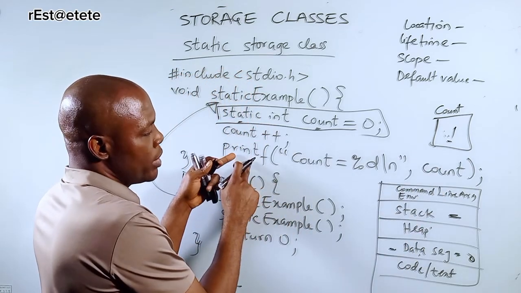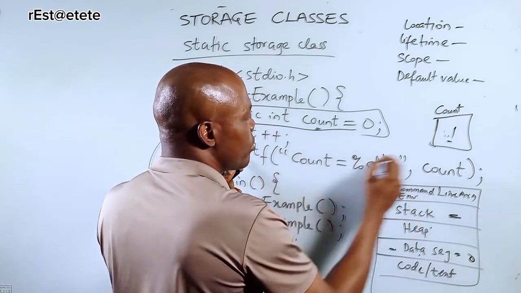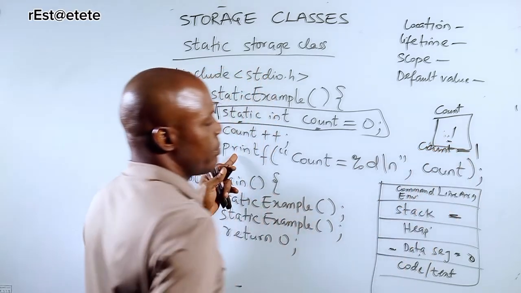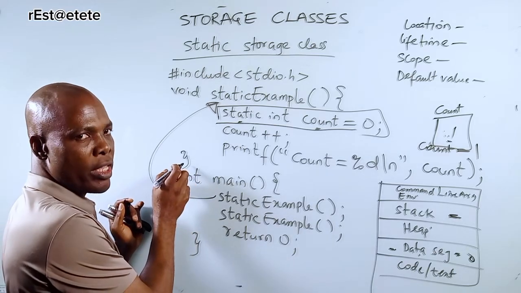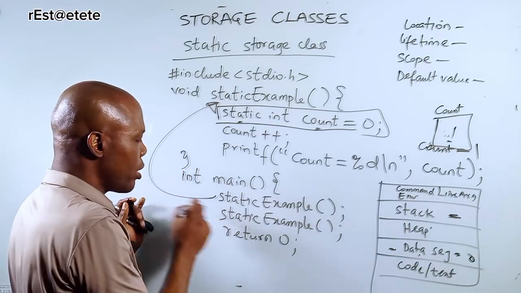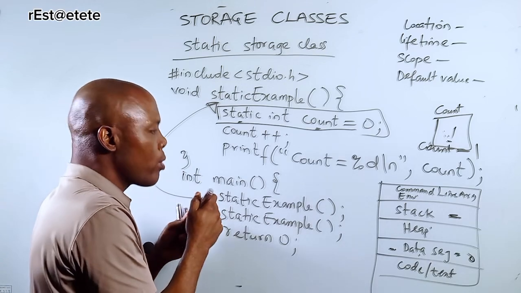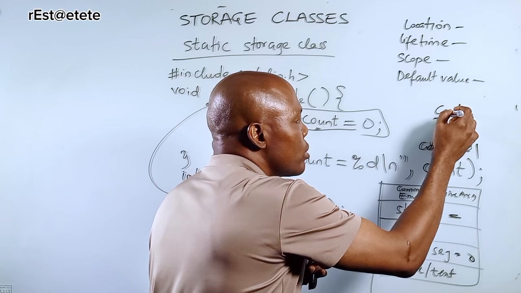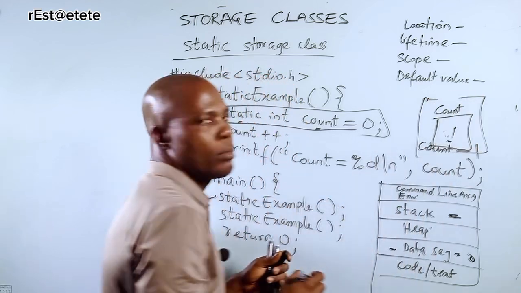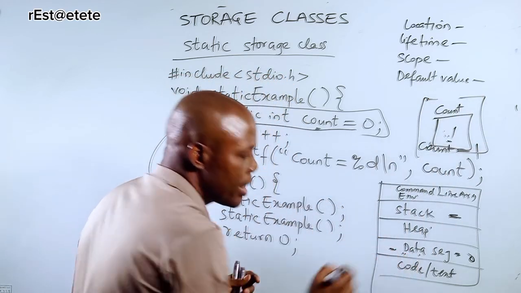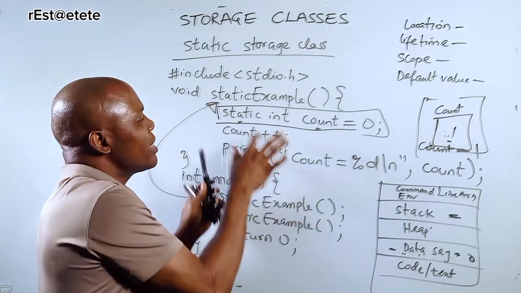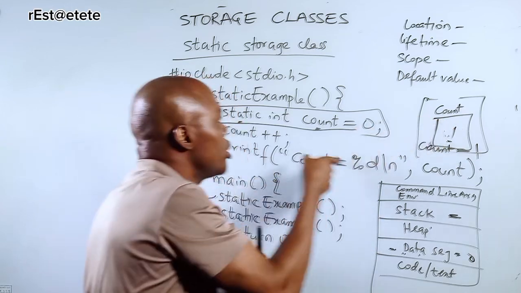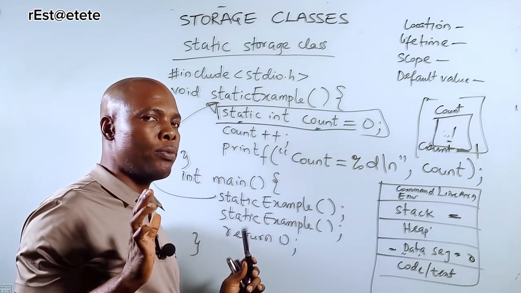Then it will come to this printf and it will print out count equals to what? 1. Then it will encounter this exit curly bracket and return back to main. Now, when it returns to main, this variable count is not destroyed, because it is in the data segment. But what this static is simply telling you is that the only way you can access this memory is through this function called static example.